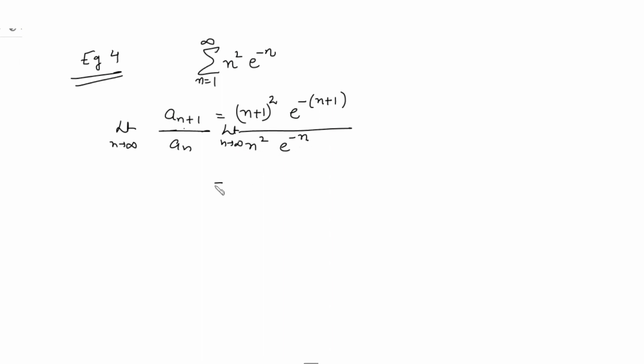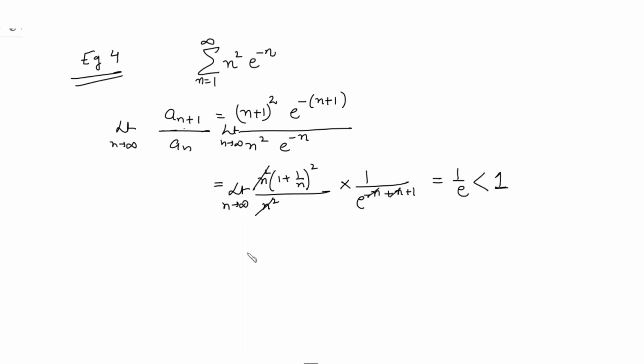Now just see, in the first factor you can take n to be common. You will have this into, you can simplify this, you can take e to the power minus (n+1) to be in the denominator. So after simplifying this, you will have 1 by e, where e is greater than 1, so 1 by e will be strictly less than 1.